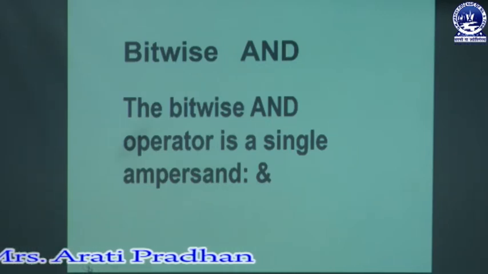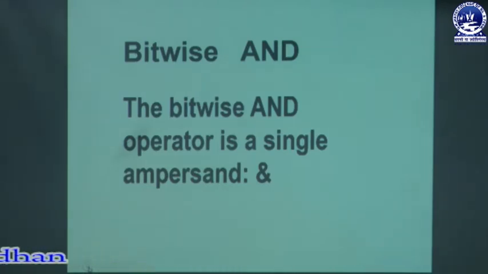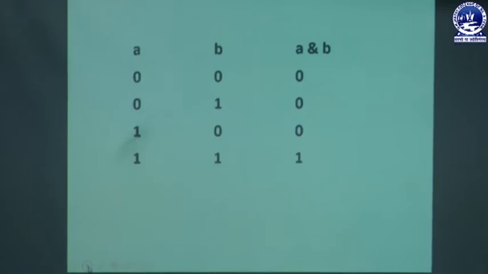Now first of all we will discuss bitwise AND. The bitwise AND operator is a single ampersand, but in the case of the logical AND operator, we use a double ampersand. When we are using logical AND, it means that we are combining two different conditions, two different operands. But when we are using bitwise AND, we use a single ampersand, and it is represented in the truth table.